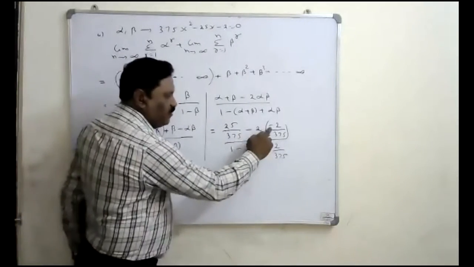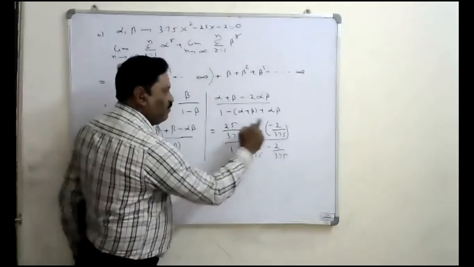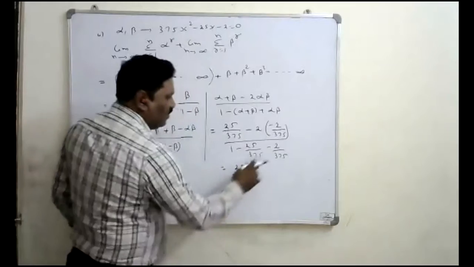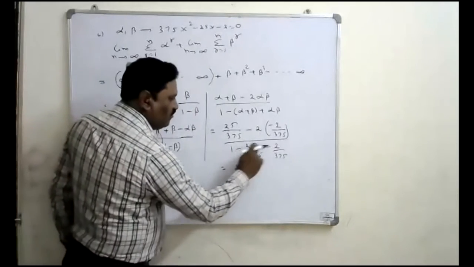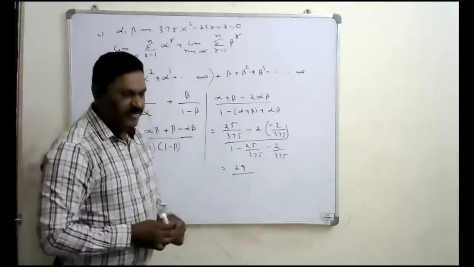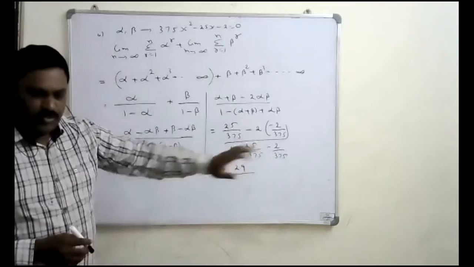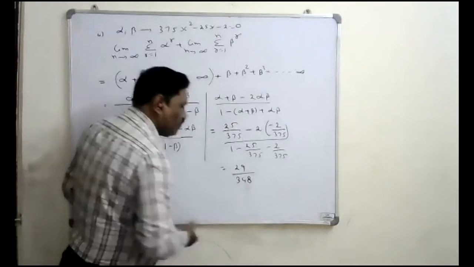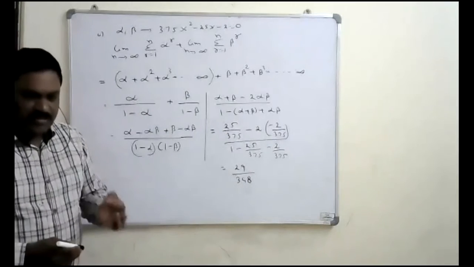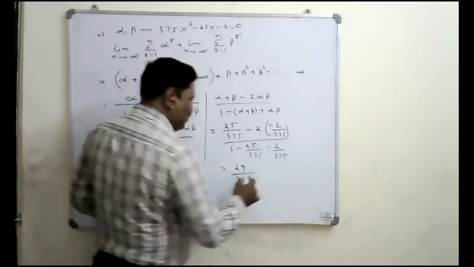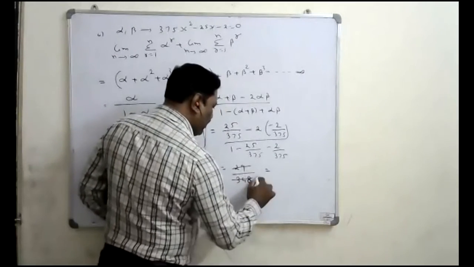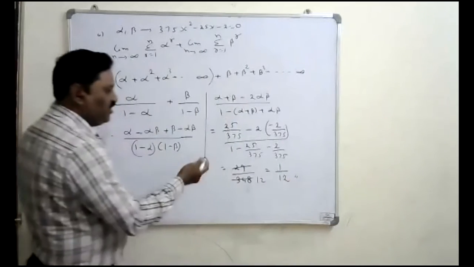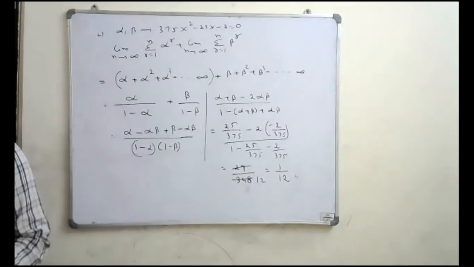Now, minus into minus is plus, so 2 into 2 is 4. 25 plus 4 is 29. Upon here, 375 minus 25 minus 2, that is minus 27, and 375 minus 27 is 348. So 29 upon 348 is the answer. Now 29 ones are 29, 29 twelves are 348, so it gets cancelled. So 1 by 12 is the final answer.